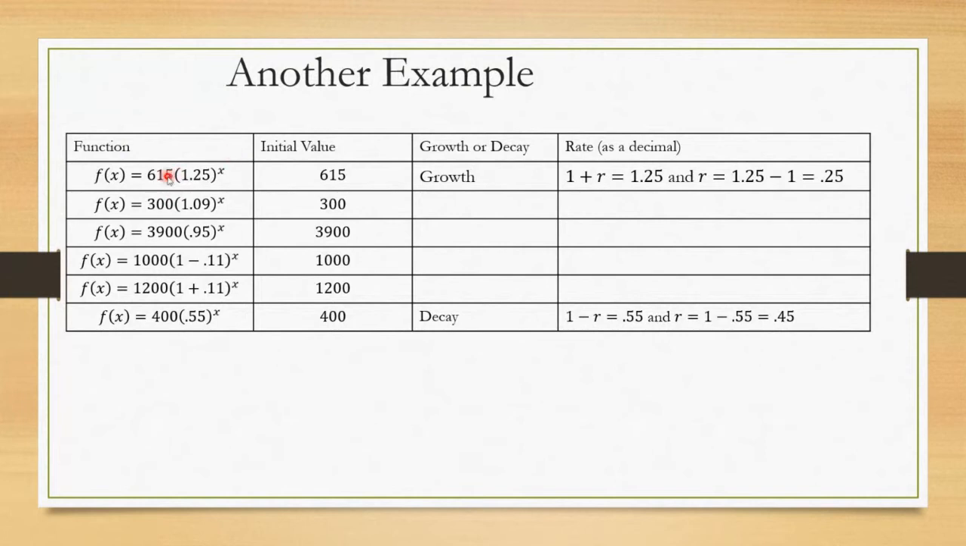The first one here. Okay, so this is our exponential function, right? The initial value then would be 615. That's the number in front. Not to mention, if you replace x by 0, you would get 615. We have growth here. This is an exponential growth then. Now, how do I know that? Because this base here is 1.25, greater than 1.